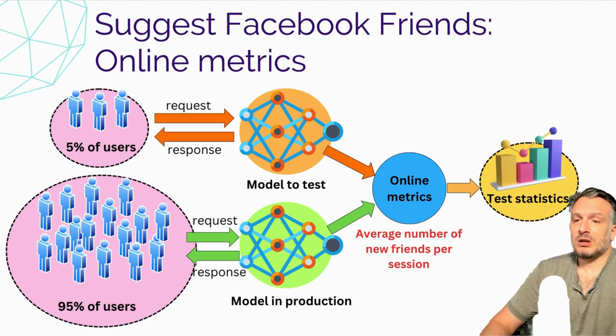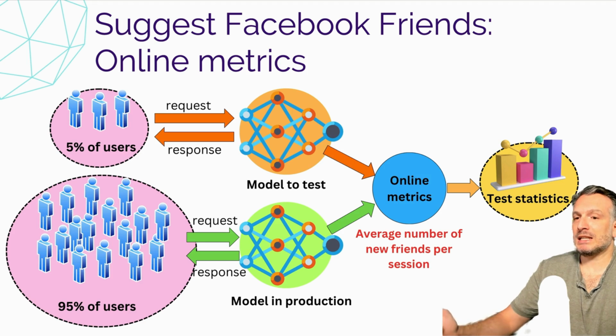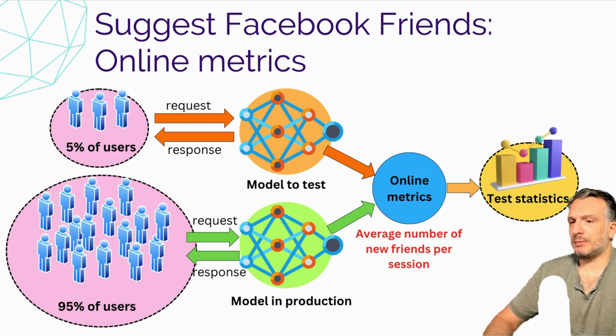So there are many different online metrics that we could choose to assess the model, but one online metric that is a good choice, for example, is the average number of new friends that is added per session. Basically, with this specific online metric, we want to understand what is the model that is going to lead to the highest average number of new friends per session. So we're going to optimize for the model that leads to the highest number of new friends per session. And again, we could have chosen another online metric.